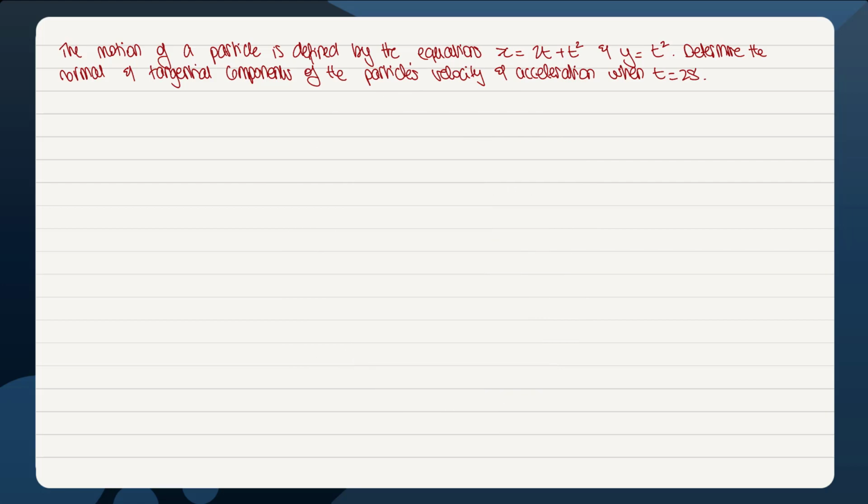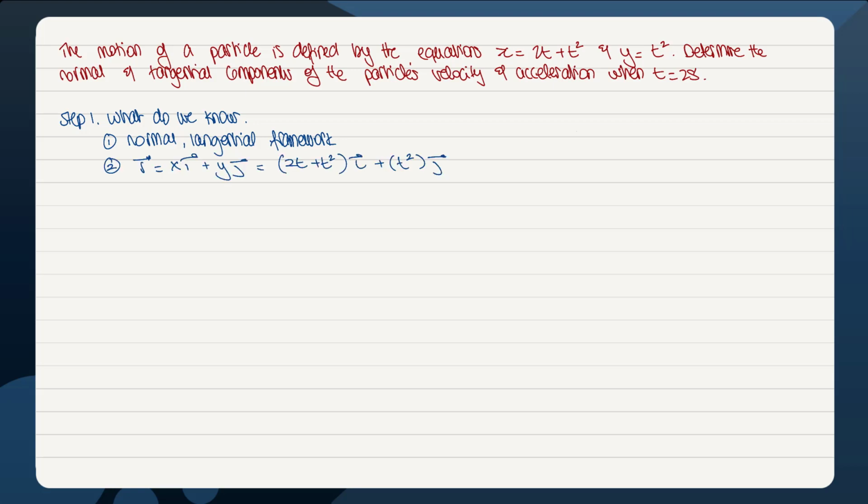Again, the very first step is to write down what we know. We know that we're dealing with the normal and tangential framework. We're also given the position in terms of time. So we have r is equal to xi plus yj, which is equal to (2t plus t squared) i plus t squared j. We also know the fundamental equations in vector form: v is equal to dr over dt and a is equal to dv over dt.